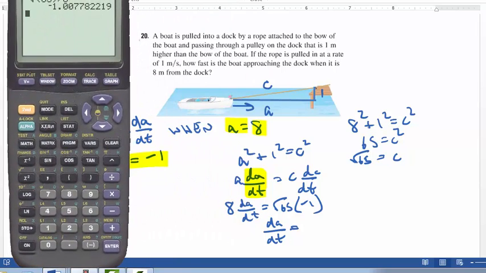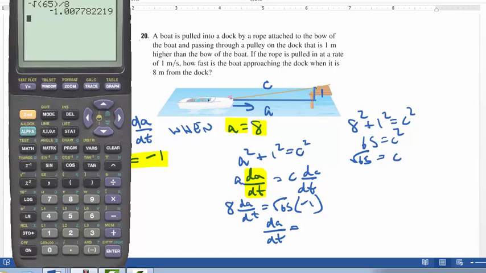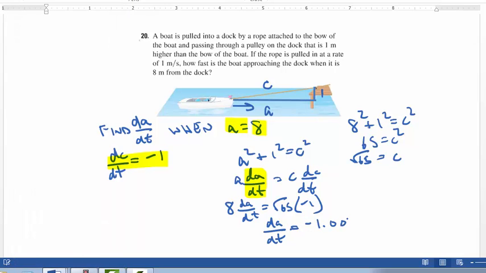Well, but see, we want to differentiate it, I guess, a little bit from the rate of the pulley. So maybe I will actually go to like 4 decimal places. Negative 1.0078 meters per second. Not feet per second, meters per second. So that one's being pulled in at a rate of negative 1.0078 meters per second. So that would be your dA/dt.